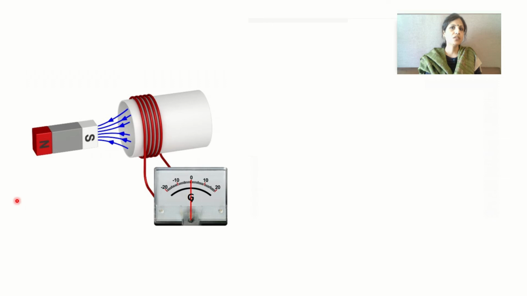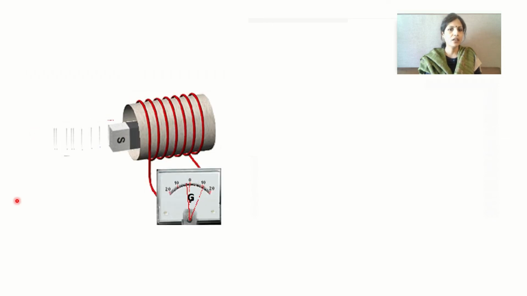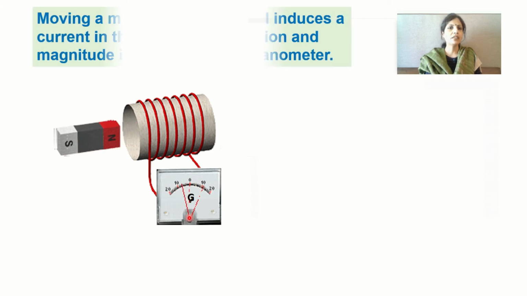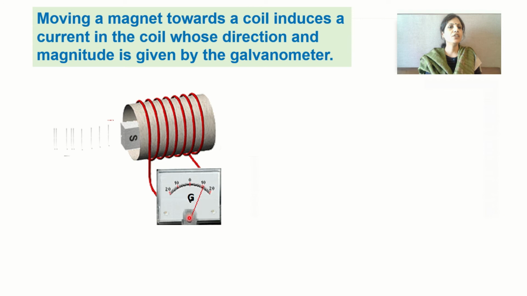But the moment you start moving this magnet in and out of the coil, you can see the deflection in the galvanometer. Can you observe that? This shows that when you change the magnetic field around the magnet, electric current is induced into the conductor. So I can say like this: moving a magnet towards a coil induces a current in the coil whose direction and magnitude is given by the galvanometer.